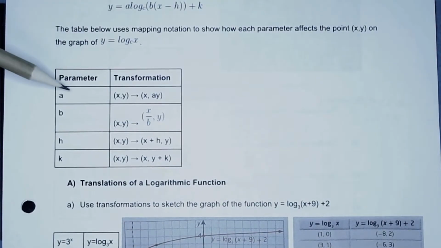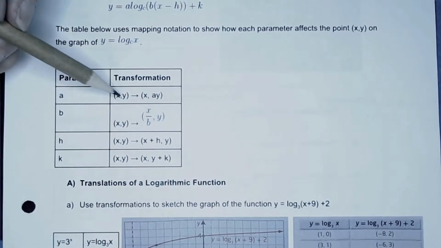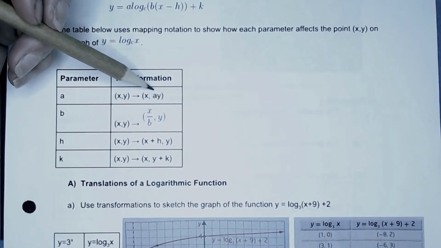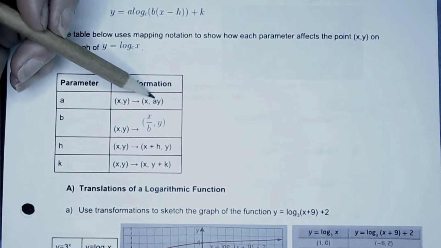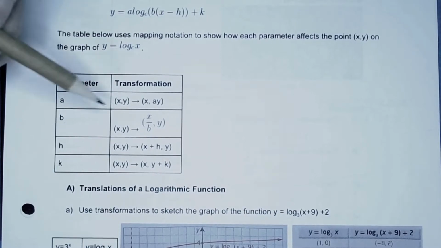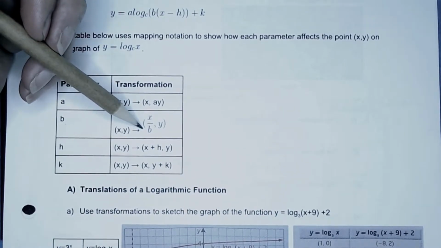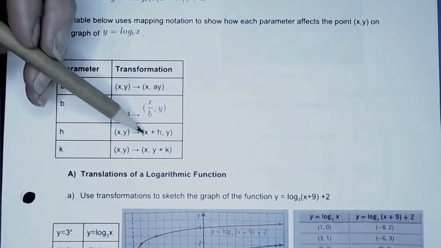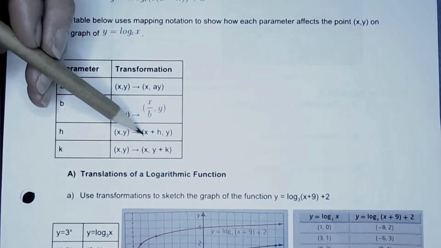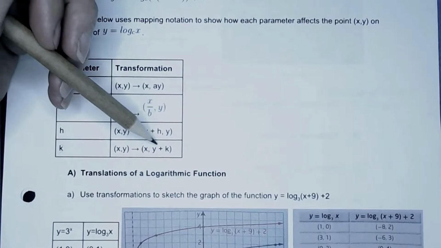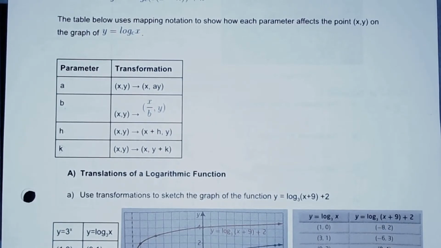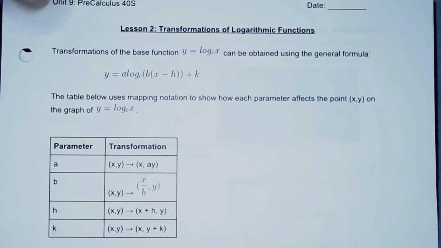This table here shows what happens to your mapping points. This is not new information. You are very familiar with this already, but just as a reminder, if you have your mapping points, a multiplies the y values by a. B, whatever the b value is, you're dividing x values by it. h is a horizontal shift. It affects the x values, and then k affects the y values. So just keep that in mind as you're going through this part of the unit.